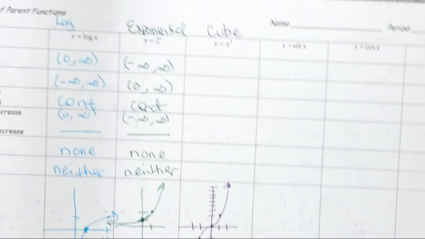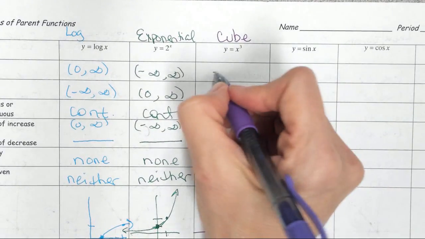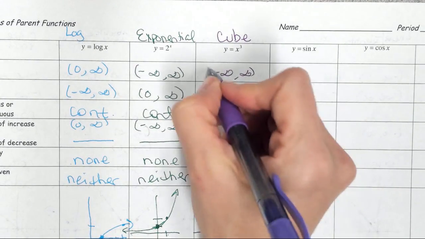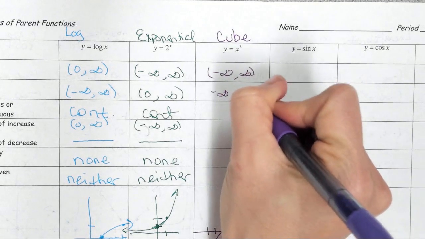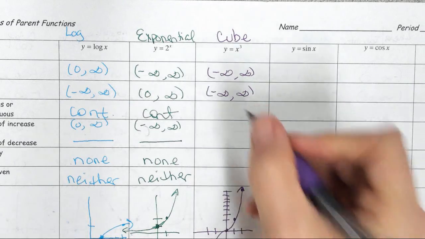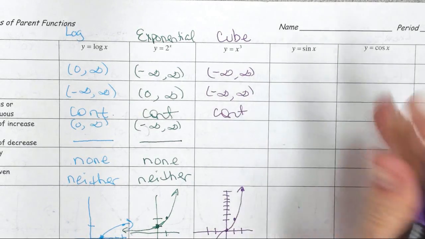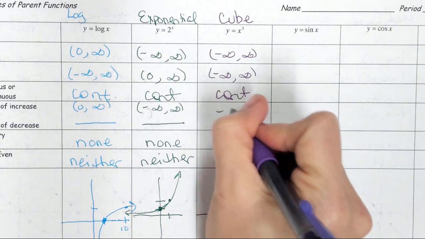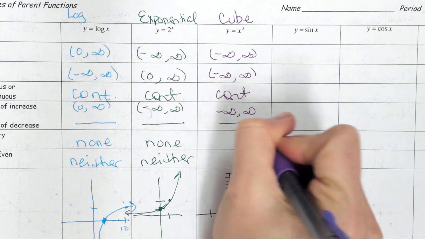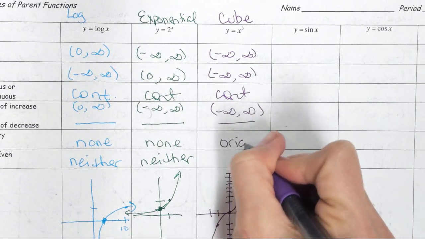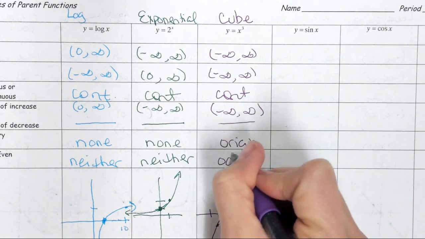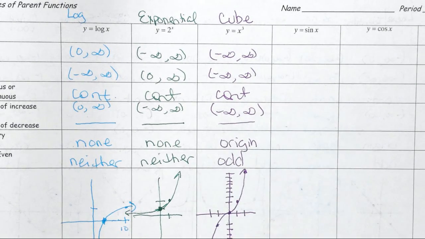So our domain for this one, again, is negative infinity to positive infinity. My range is negative infinity to positive infinity. It is continuous. It's only increasing. It is symmetric about the origin, which makes it an odd function.